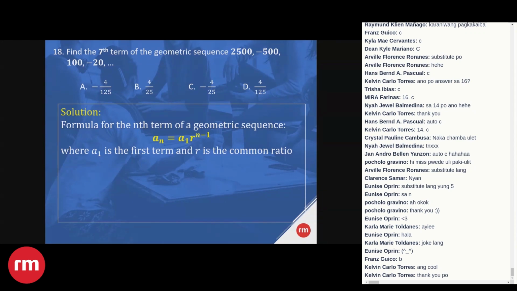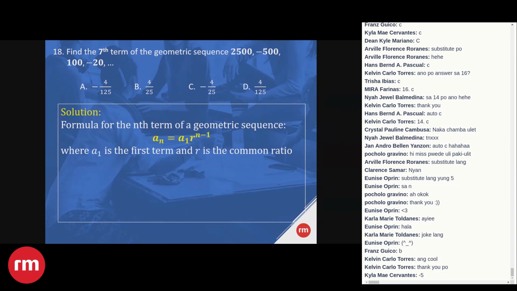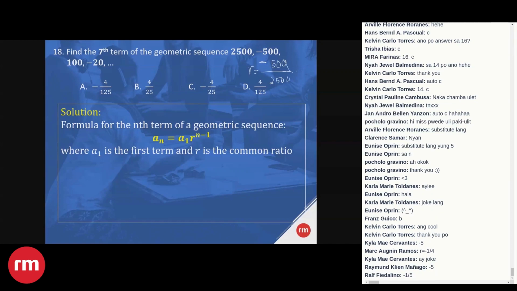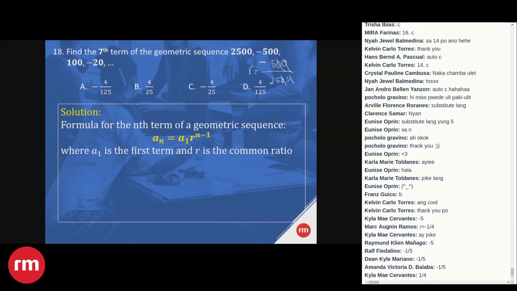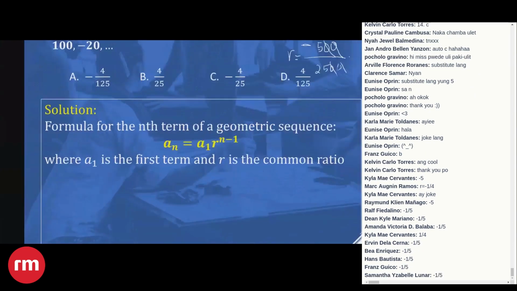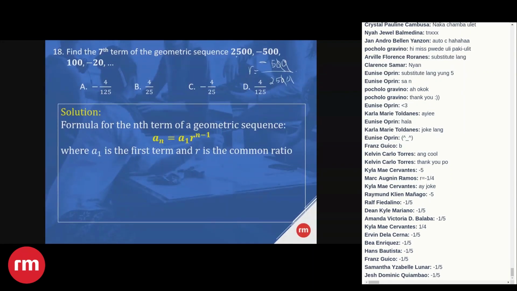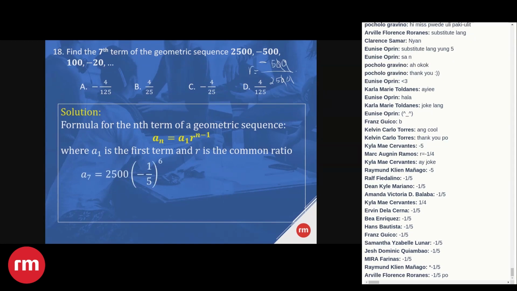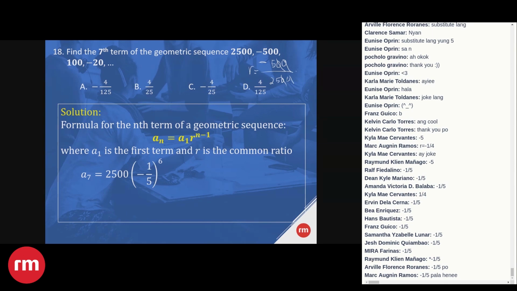So 2,500, ano yung minultiply natin sa 2,500 para makakuha tayo ng negative 500? So you do the opposite operation, we divide. So negative 500 divided by 2,500. So that's your r, which is negative 1/5. Correct. Very good. So negative 1/5. So you multiply negative 1/5 every time. So pwede nyo rin namang i-check kapag nag-multiply kayo ng negative 1/5 sa 2,500, ang makukuha nyo ay negative 500. So using this information, a sub 7 is 2,500 times negative 1/5 raised to 6.